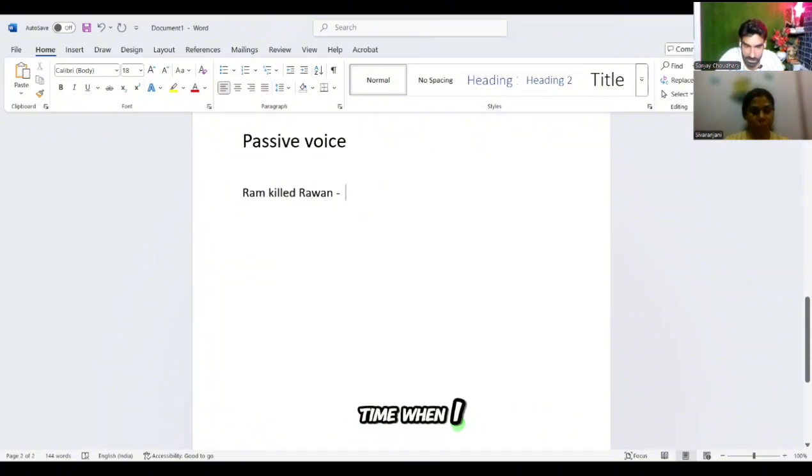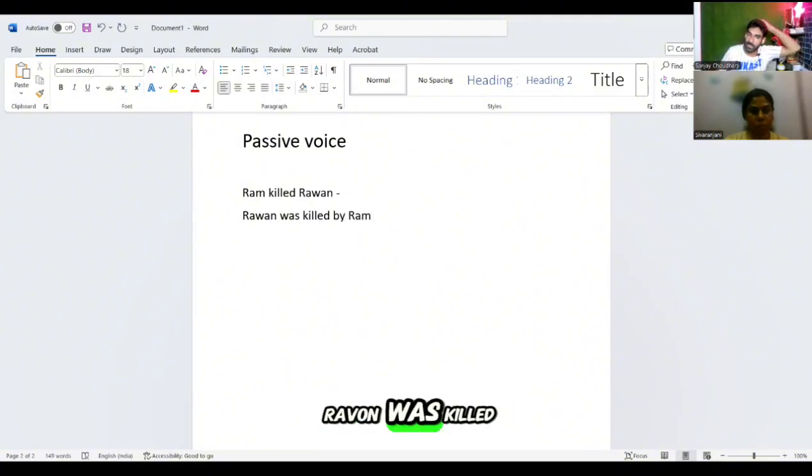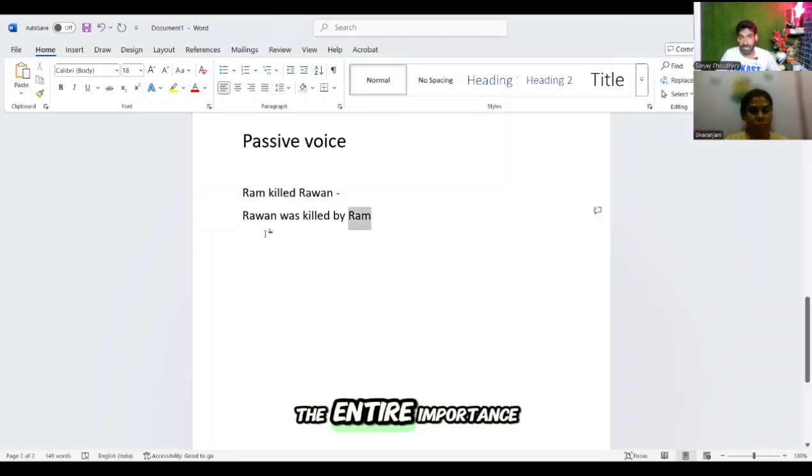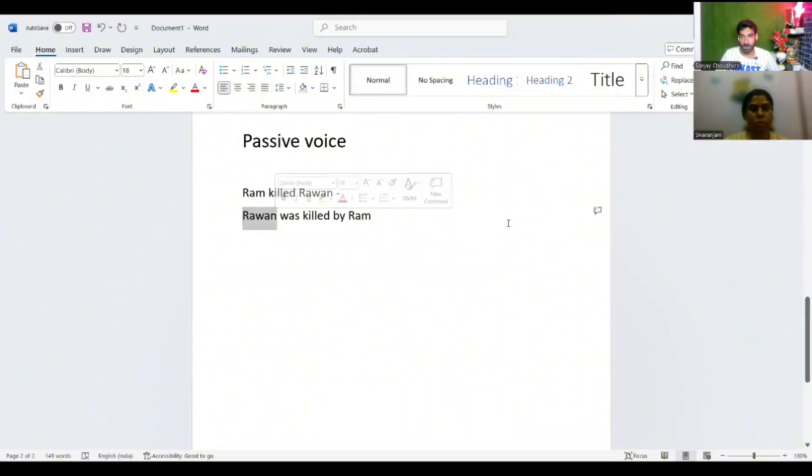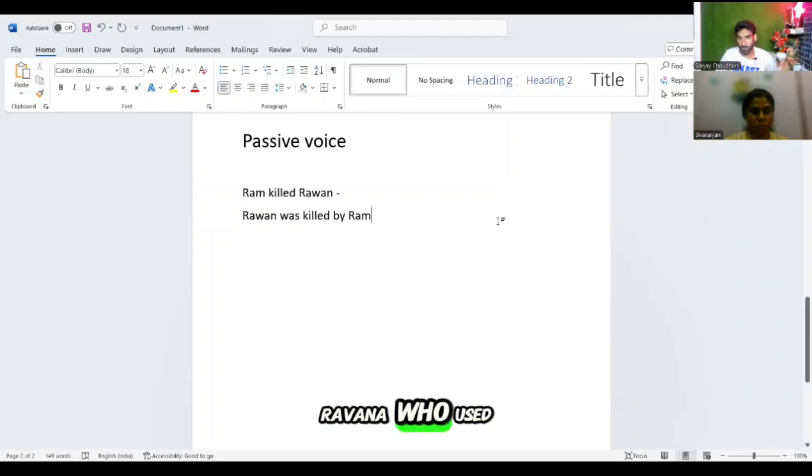At the same time, when I change the sentence to Ravan was killed by Ram, in that sentence, Ram doesn't have that much importance. The entire importance goes to who was killed. Ravan was killed. Ravan who used to have 10 heads, Ravan who used to live in a golden temple, Ravan who used to hold a big army. He was killed by a sub-inspector called Ram.